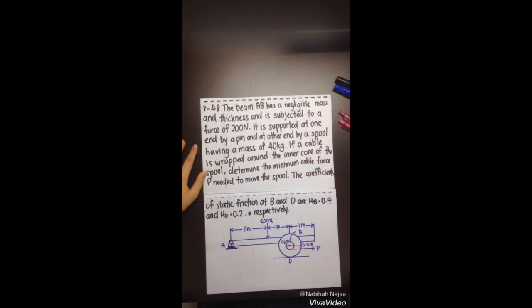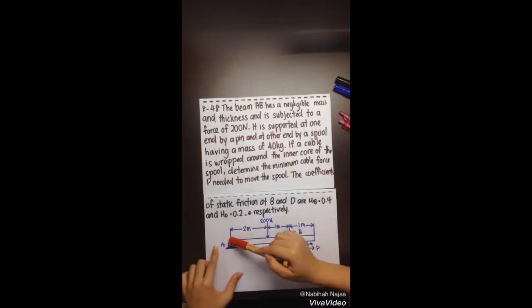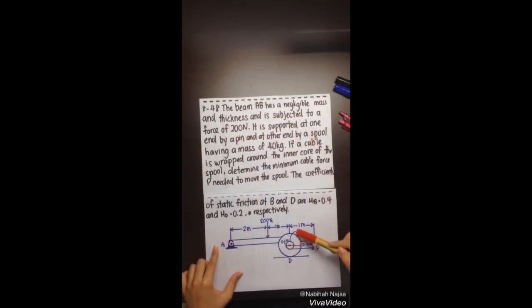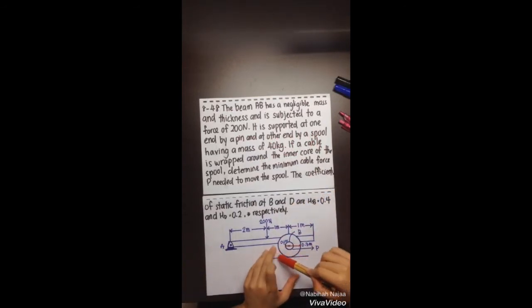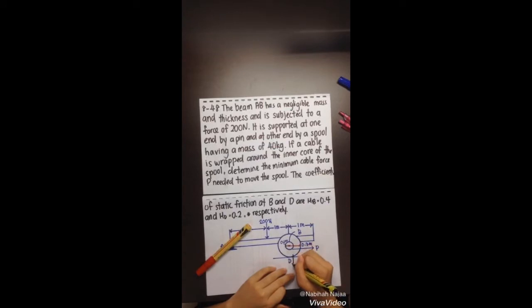So our second question will be question 8.48. The question states here, the beam AB has negligible mass and thickness and is subjected to a force of 200 Newton. It is supported at one end by a pin, and at the other end by a spool. This is a spool having a mass of 40 kg, which means the spool has a weight of 40 kg times gravitational acceleration.